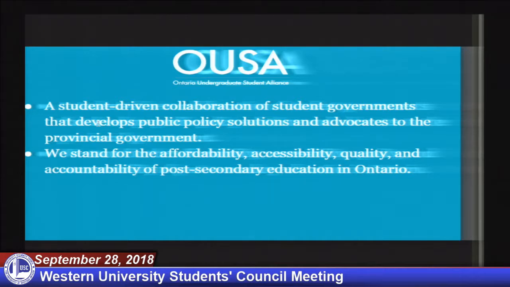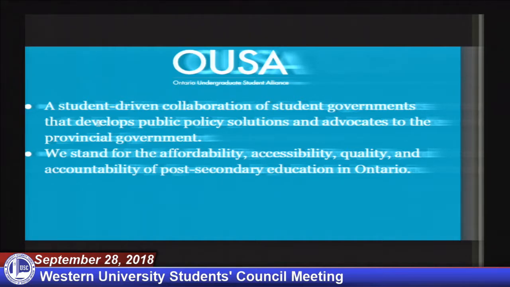So the first is to conduct research on a number of issues. We believe it's important to fully understand an issue that a student has experienced on campus before we speak about it to government. So that can include primary research with students through surveys and focus groups, but also a lot of secondary research and literature review.